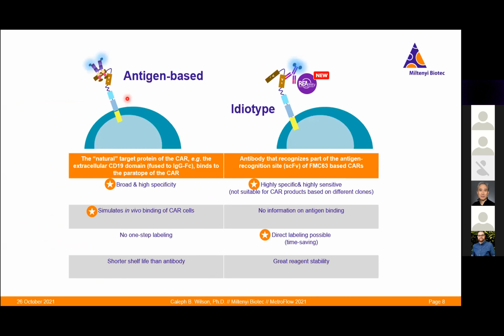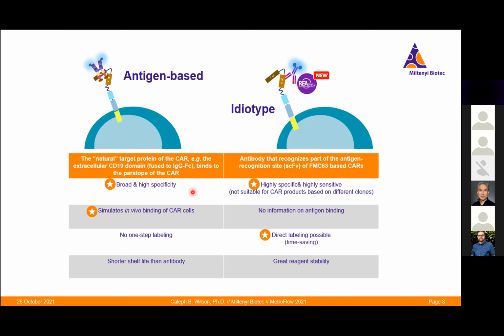So we talk about antigen-based systems to harken back to a couple slides ago. The antigen-based system can have broad applications, in terms of you can use the same detection reagent to detect different CARs if you have a screening process. They're highly specific. They also mimic what the CAR sees in vivo, right? So the CAR is binding to a full length CD19, CD22, or BCMA molecule in vivo.